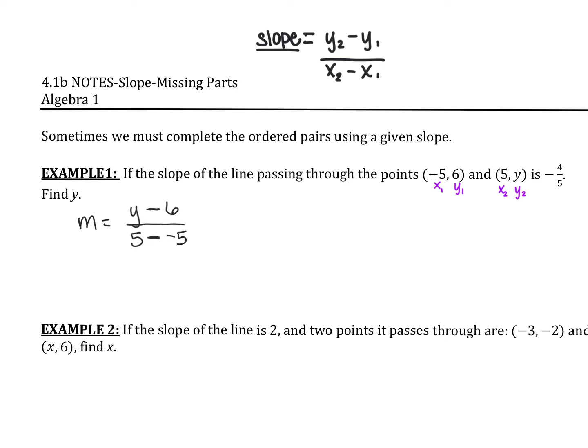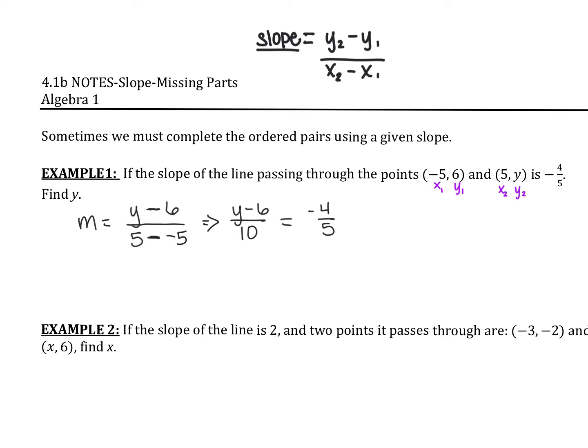Okay, so let's do the math. Well, the problem is I don't actually know y minus 6. So we're just going to simplify this to be y minus 6 over 5 minus -5, which is 10. Well, this is the formula for slope. But guess what? I know what the slope is. We were told that this has to equal -4/5.